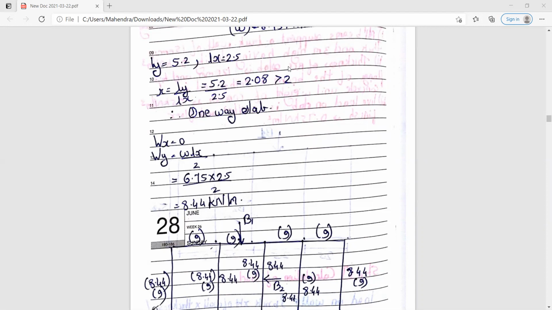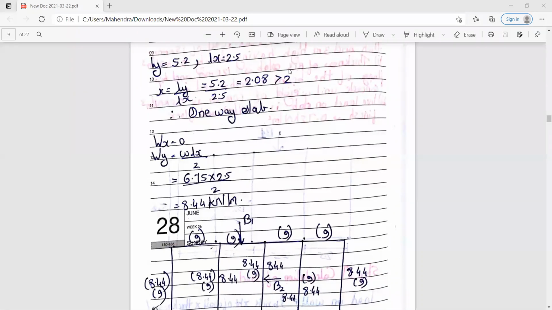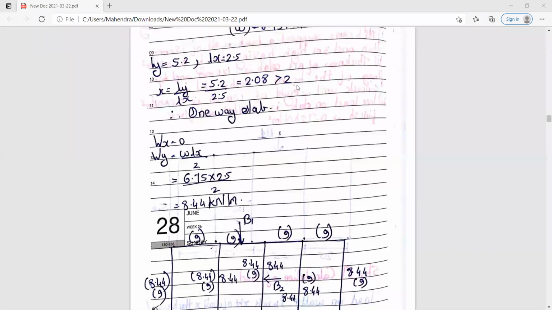Yes, done. Everyone had got the value for Wy. Everyone had completed up till here. Should I proceed further?